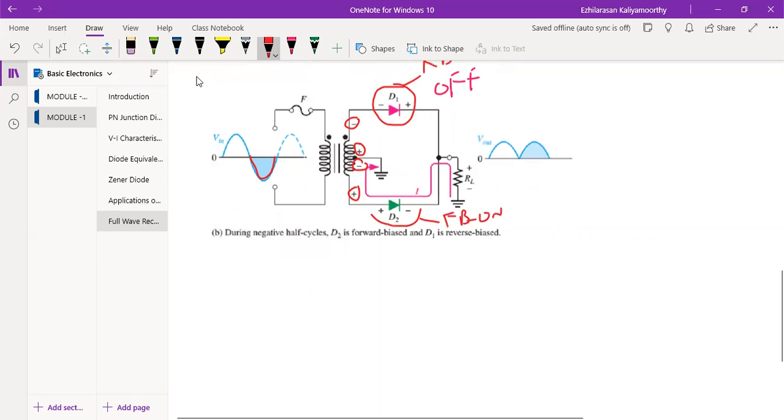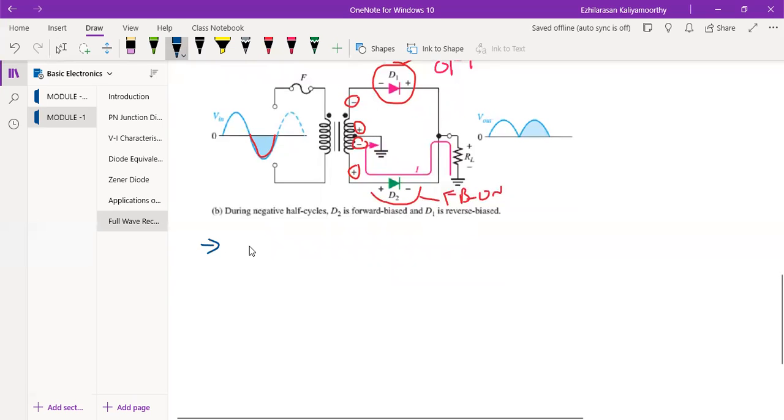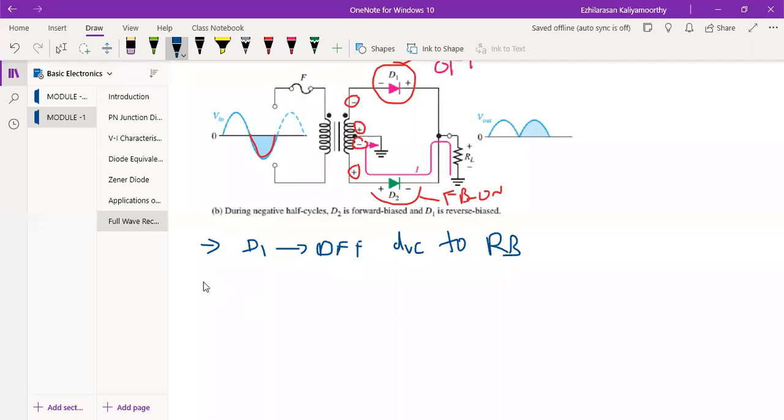So during the negative cycle, you need to write the diode D1 is off due to reverse bias. Second, you have to write that the diode D2 is on due to forward bias. Then there is a current path from D2 to RL actually. See, this is the pink color which is showing. This is the current actually. Current path to RL. So during the negative cycle also I will get the output.